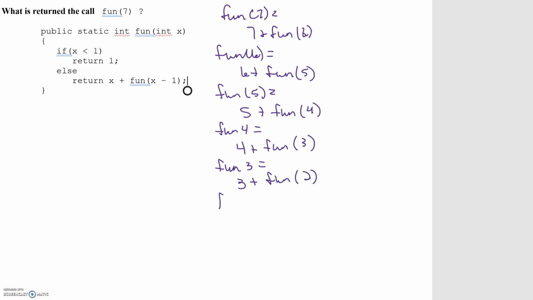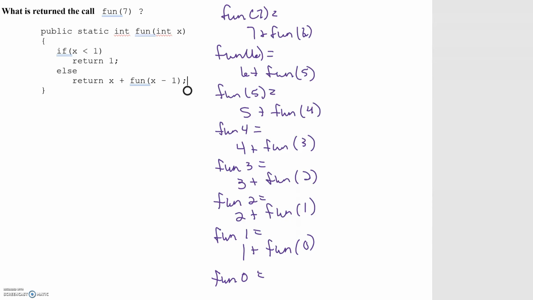Well, now I'm going to have to solve for fun 2 because I still haven't reached base case. So my x now has a value of 2. If 2 is less than 1, well, that's false. So I'll go down to my else. I've got 2 plus fun, 2 minus 1 is 1. Well, now I'm going to have to solve for fun 1. So my x is now 1. Let's go back up to our if. If 1 is less than 1, well, that's still false. So I go to my else, and I'm going to return 1 plus fun, 1 minus 1 is 0. Well, now I have to solve for fun 0.